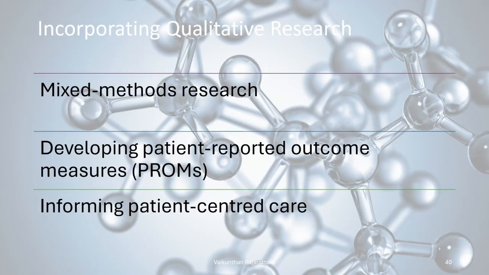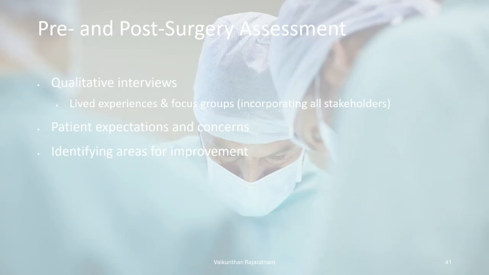Now, I think it's very important to incorporate qualitative research. Here is where mixed method research, both quantitative and qualitative, needs to be incorporated into measuring the outcome and impact of nerve injuries. And I think there's a need to develop patient-reported outcome measures that are more aligned to the patient's needs, and these can then inform patient-centered care.